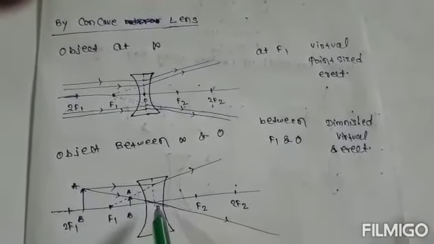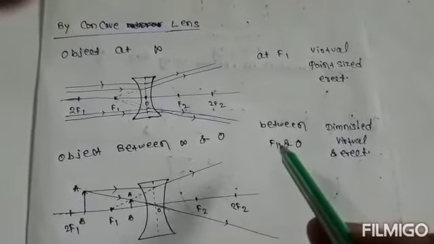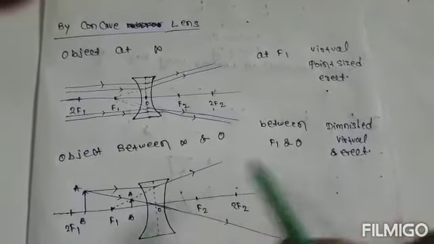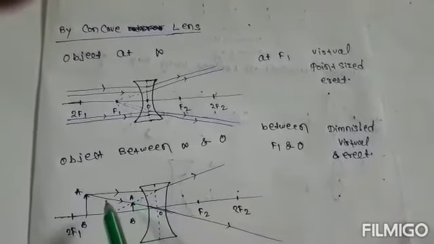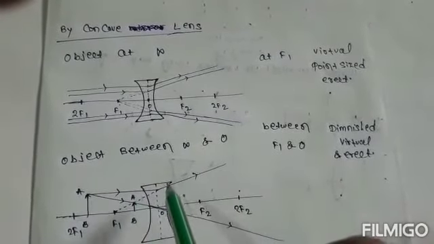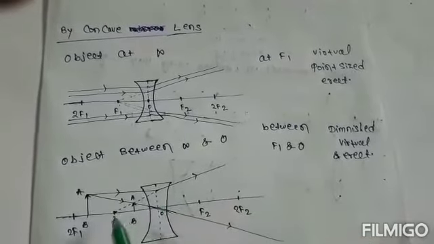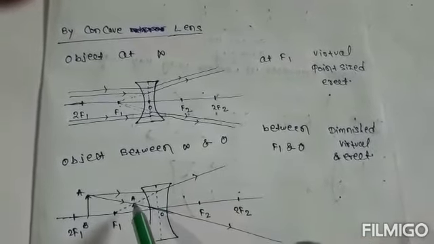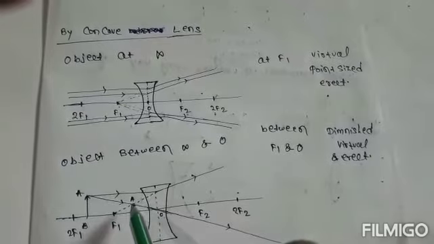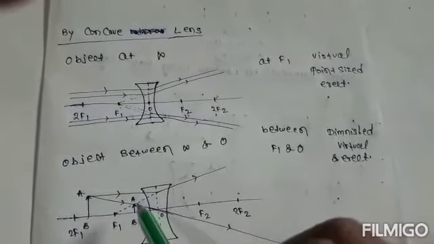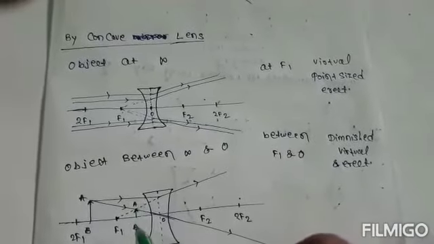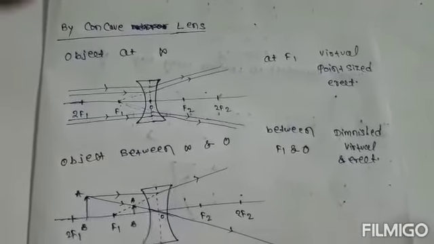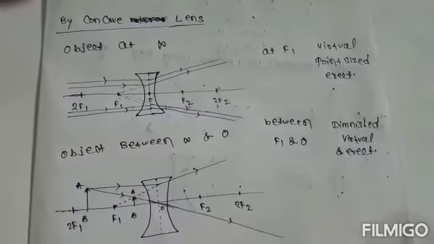When the two rays meet between F1 and the optical center, the image is formed between focus F1 and the optical center, and the image is virtual because the two rays do not actually meet; only if we extend the refracted rays do they meet. So due to imaginary meeting of the refracted rays, the image is virtual. When the image is virtual, it is always erect, and the image is diminished. So thank you. In the next video I will explain the lens formula.